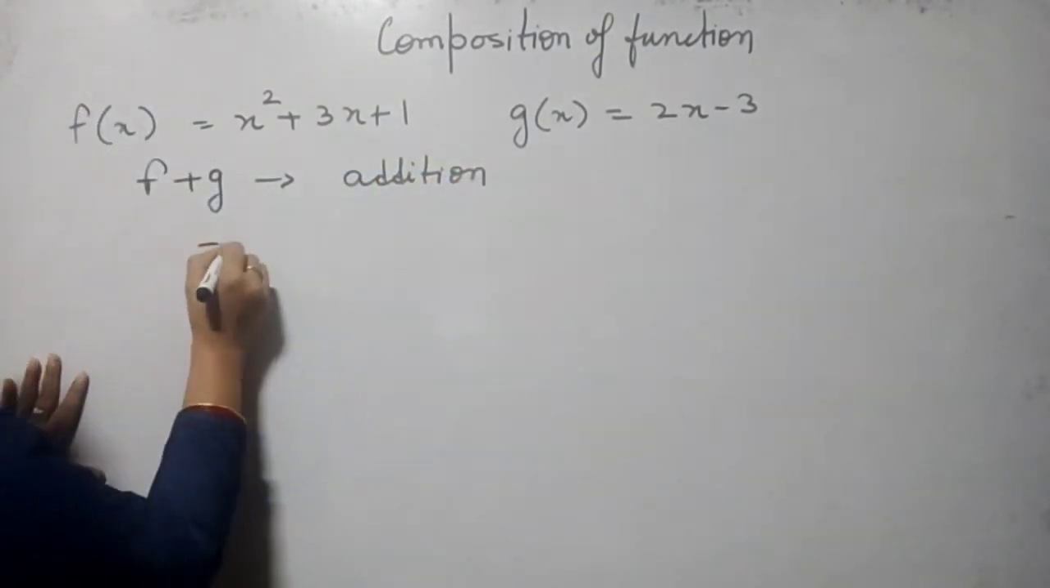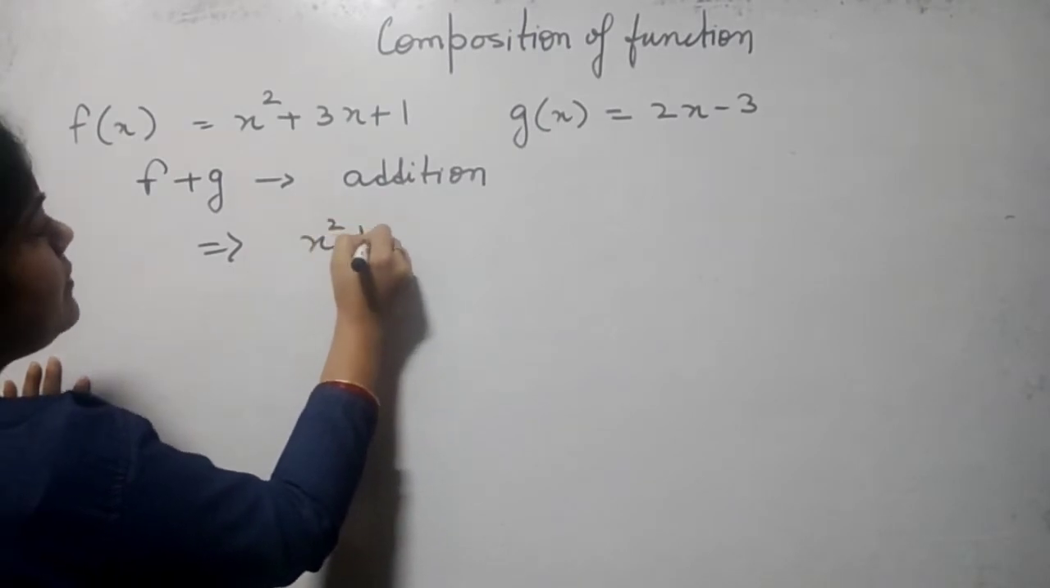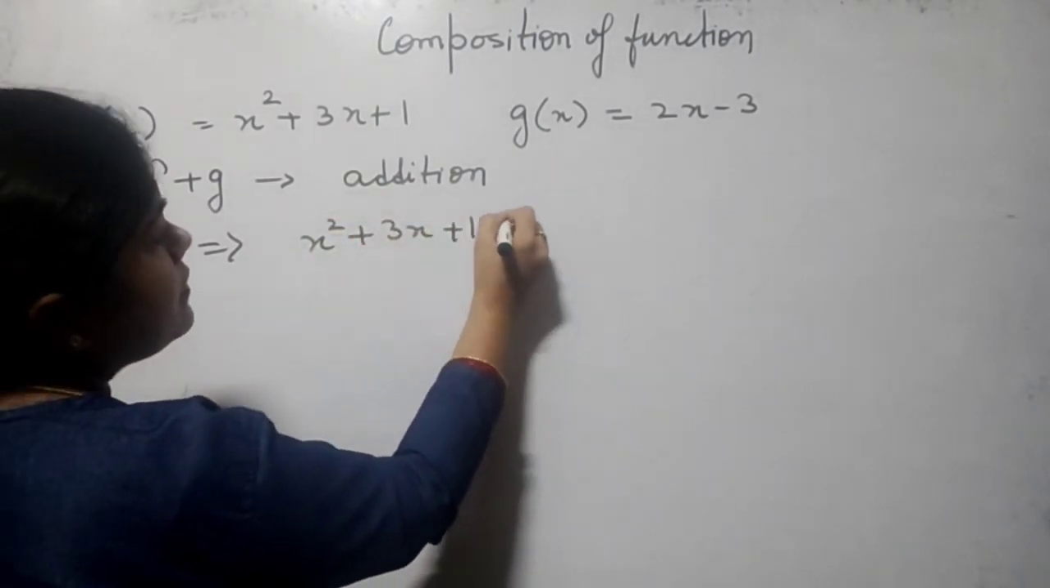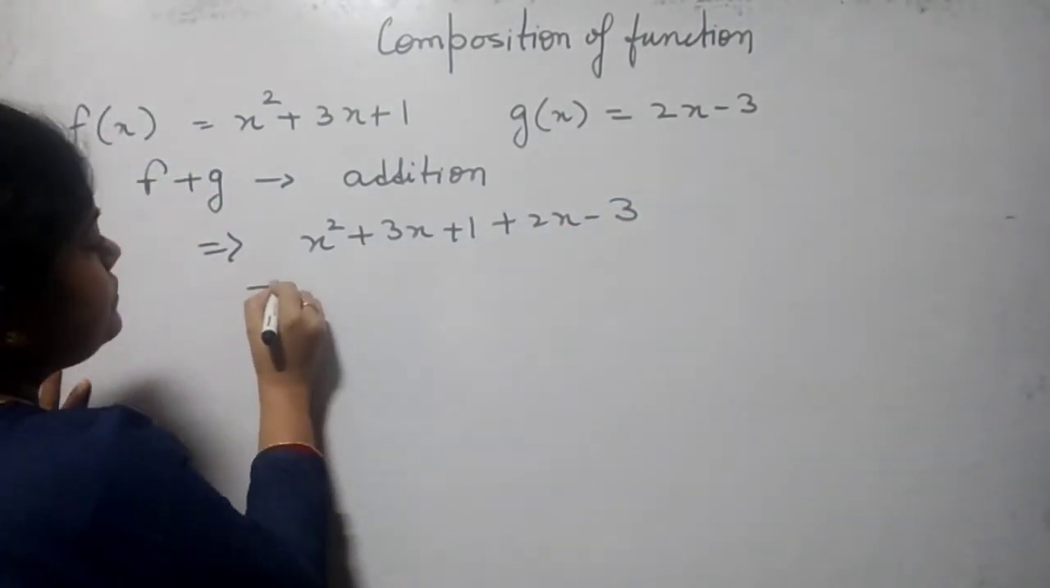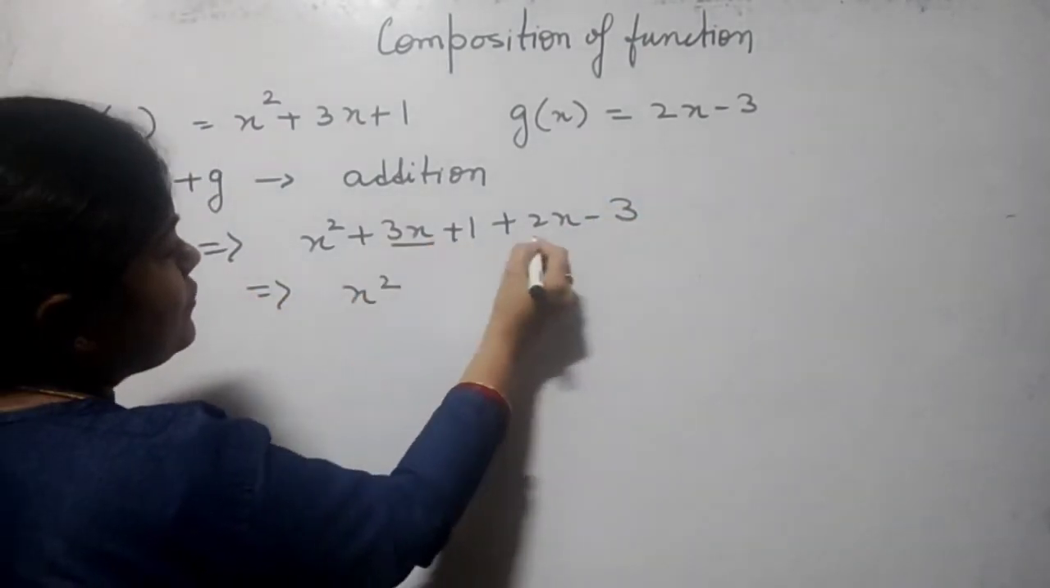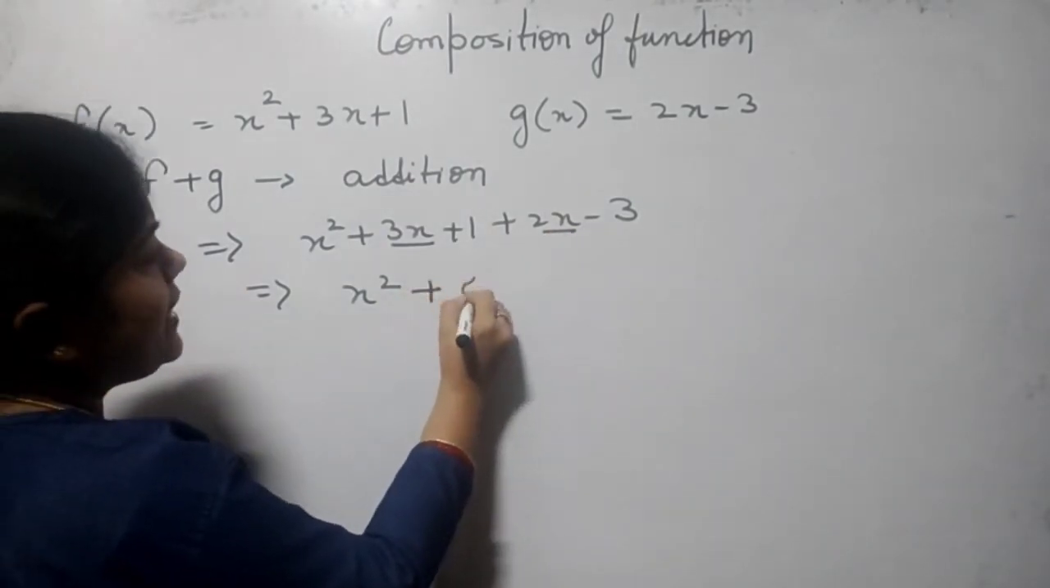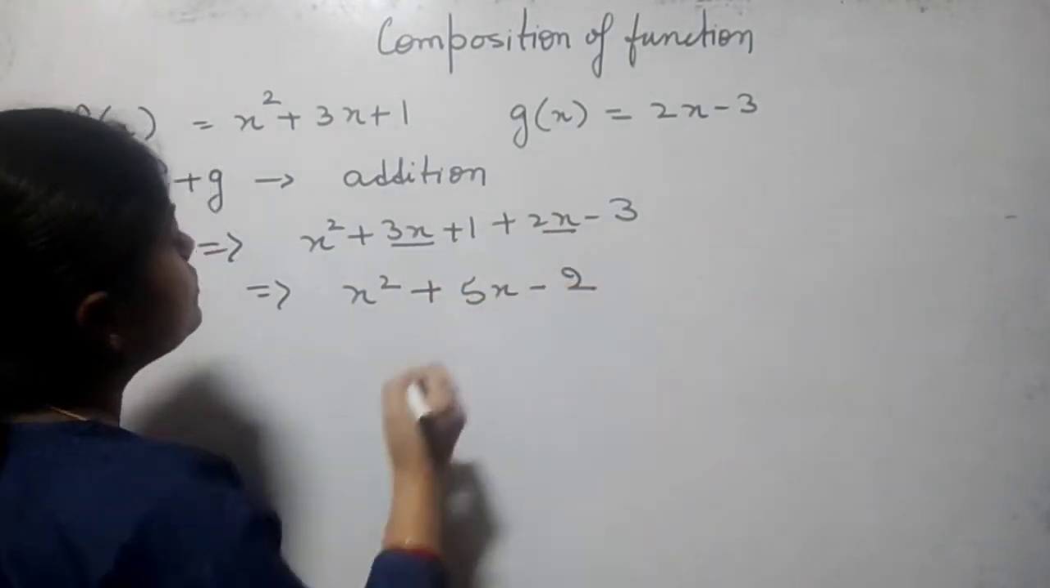And in that case, what we do, x square plus 3x plus 1 plus 2x minus 3, which is equal to x square, you have to add these two, that means 5x, then minus 2.